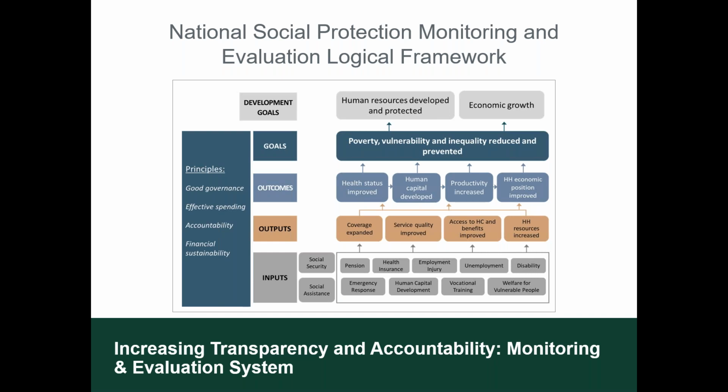With this, we believe that not only transparency and accountability could be improved, but also that each institution participating in the effort of building a strong social protection system in Cambodia will be more visible as well.